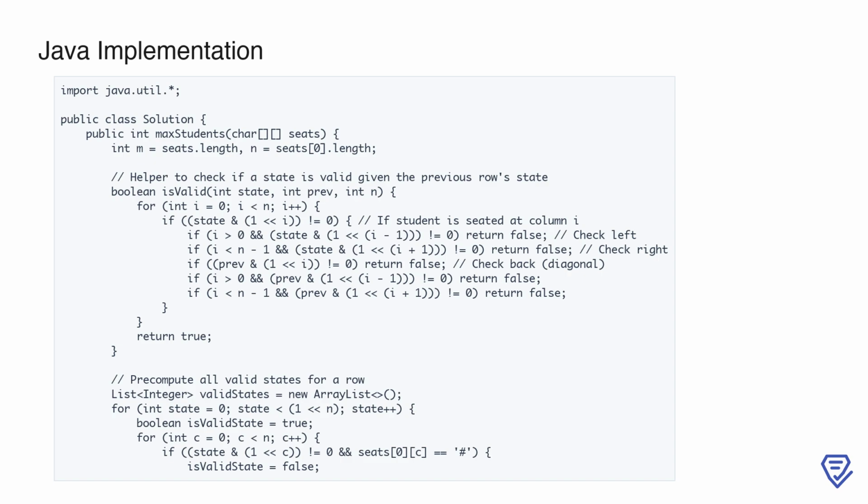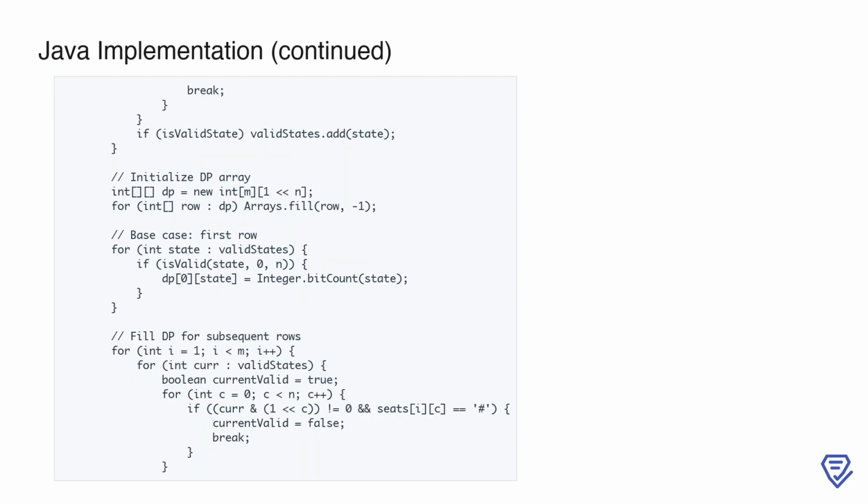Next, we pre-compute all possible valid states for a single row, iterating through all potential bitmask states from 0 to 2^n - 1. Each state is validated to ensure that no student is seated in a broken seat, denoted by hashtag. If a state passes these checks, it is added to our list of valid states for later use. Once we have the valid states, we move on to initializing the DP table. This table, dp[m+1][n], will store the maximum number of students that can be seated for each valid state at each row. Initially, all values in the DP table are set to -1, indicating uncomputed states.